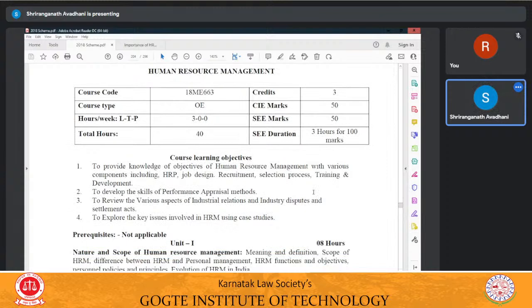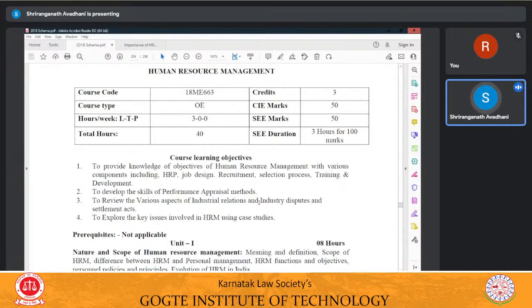That is common. So what you are going to learn is, the objective of learning HRM is to provide the knowledge about the objectives of human resource management with various components like human resource planning, HRP, job design, how to design a job, how the recruitment process takes place, how the selection process is, what are the steps to be followed in selecting the candidate for the industry, and what type of training needs to be given to the people who have been selected, and how to develop that human resource, and also to develop the skills of performance appraisal methods.